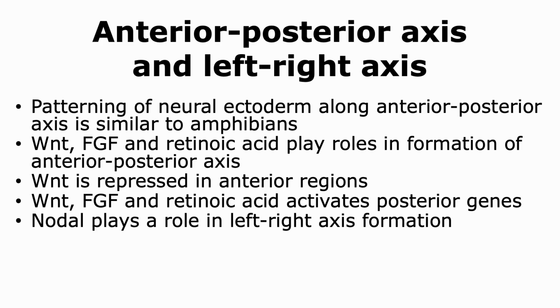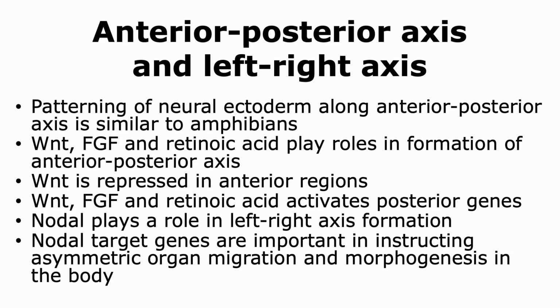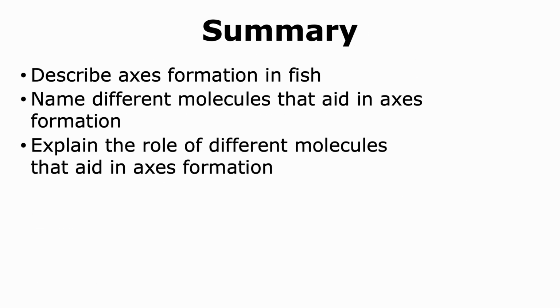When we look at the left-right axis, once again there are many similarities to amphibians. In this case, nodal plays an important role in the left-right axis formation. Nodal target genes are important in instructing asymmetric organ migration and morphogenesis in the body. To summarize, we learned about the different axes that are formed during fish development and the different molecules that play a role in the formation of these axes.